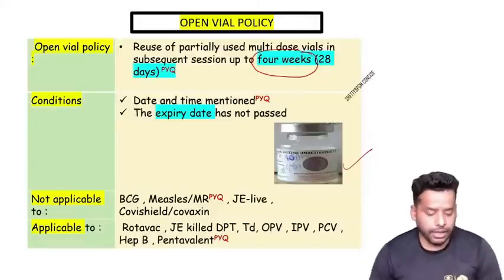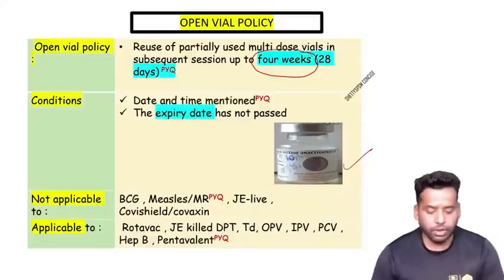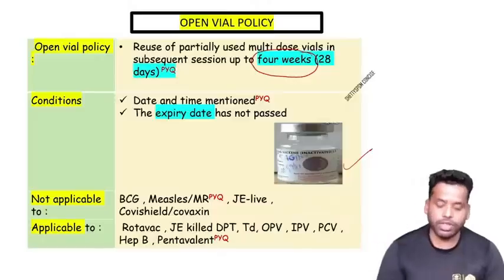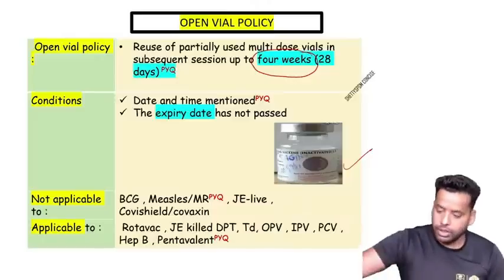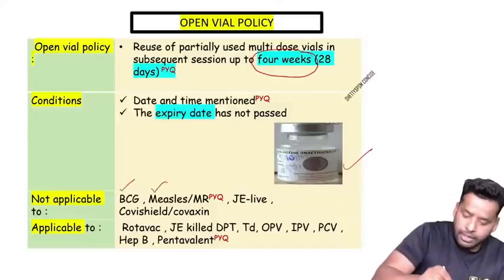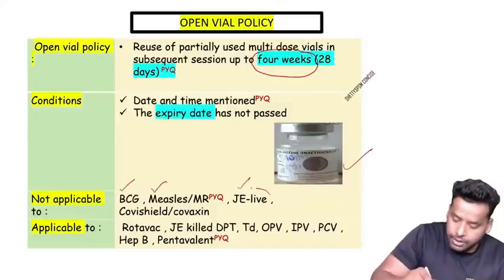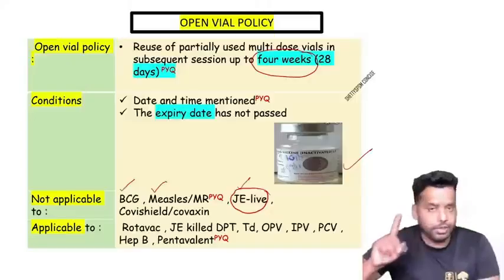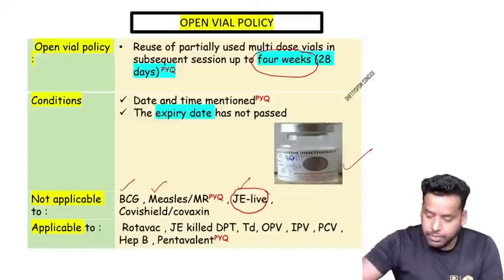That is why I mentioned date and time. Open vial policy is not applicable for some vaccines, which means we have to use them on the same day. You cannot use it next day. Tell me the mnemonic. British Medical Journal: BMJ. Japanese encephalitis live vaccine. Keep this in mind.